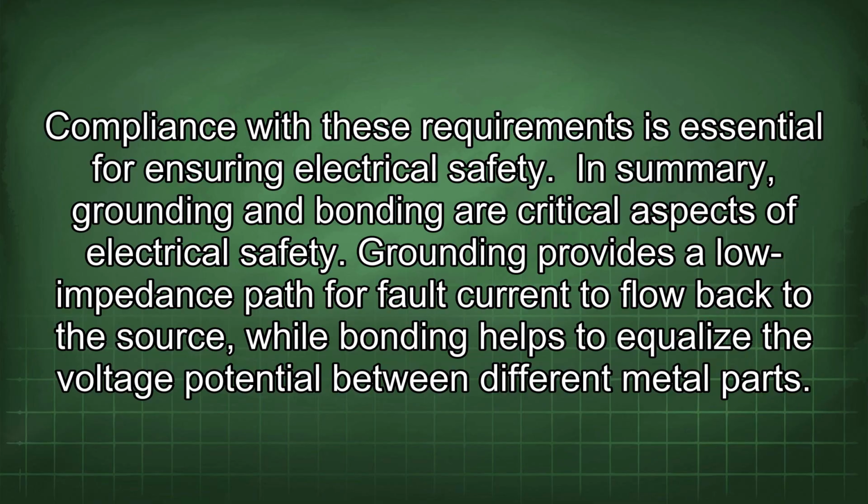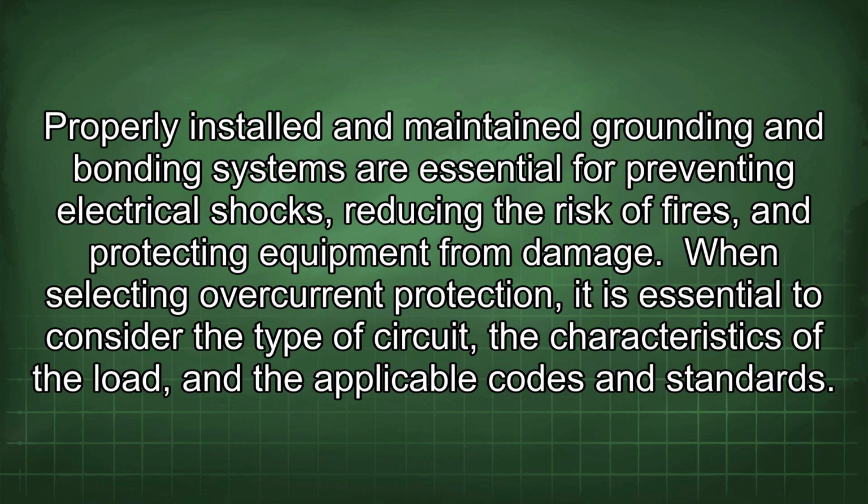In summary, grounding and bonding are critical aspects of electrical safety. Grounding provides a low impedance path for fault current to flow back to the source, while bonding helps to equalize the voltage potential between different metal parts. Properly installed and maintained grounding and bonding systems are essential for preventing electrical shocks, reducing the risk of fires, and protecting equipment from damage.